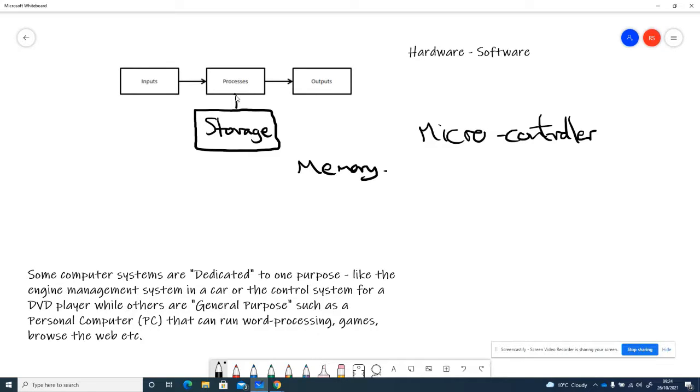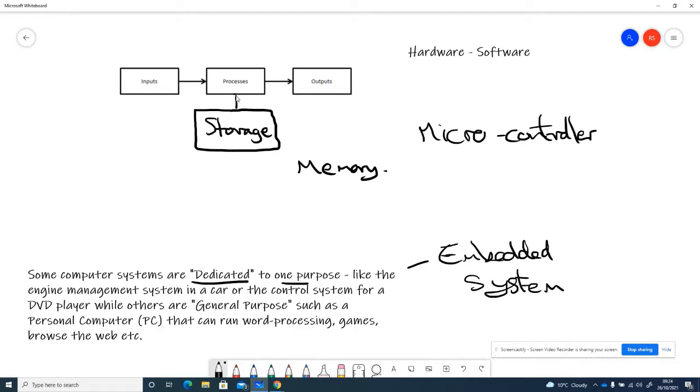Often those things are used in dedicated systems. Dedicated systems have one purpose, so it could be a DVD player or something like that. Another word for those is embedded systems. An embedded system is a device that has a computer built into it. We have loads of these around our house and around our life these days. Computer systems are ubiquitous. What I mean by ubiquitous is that they're everywhere today.